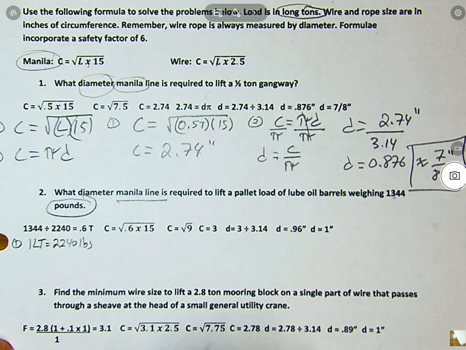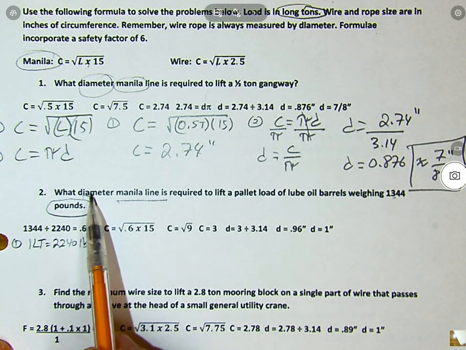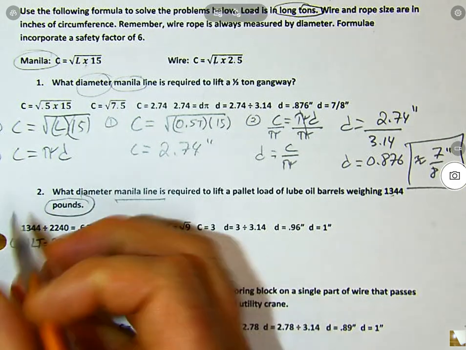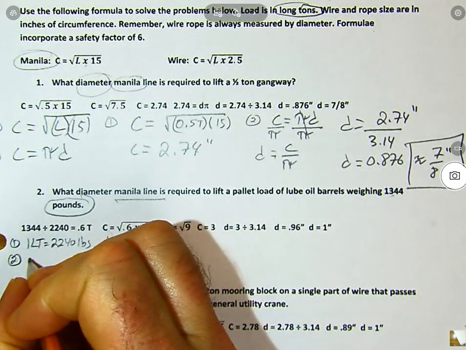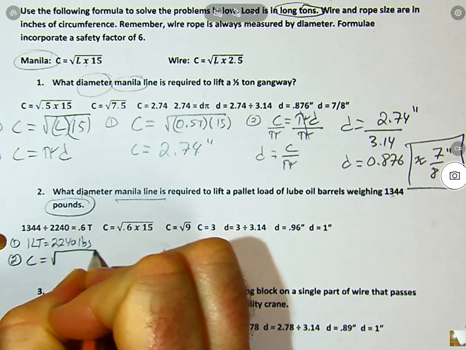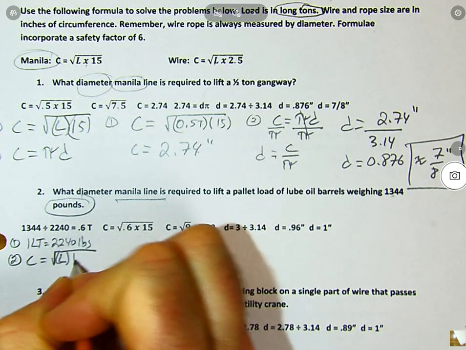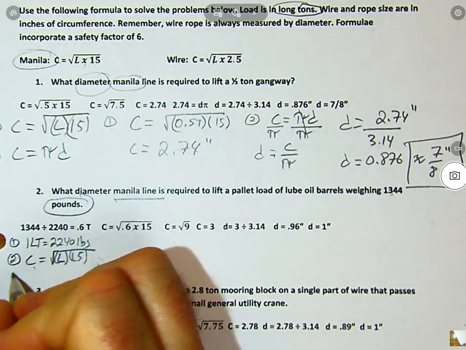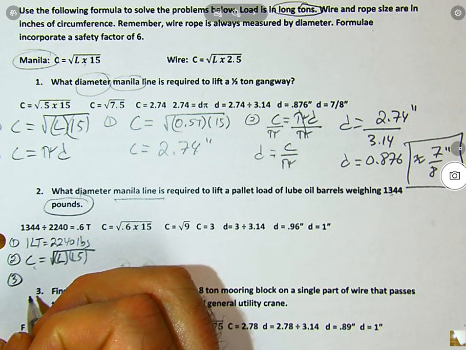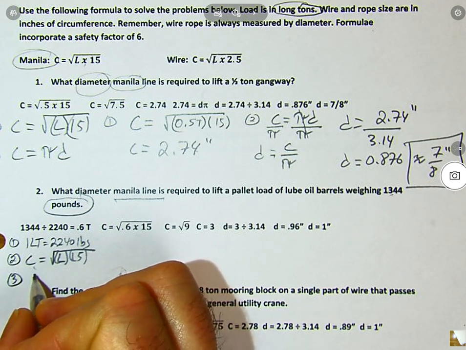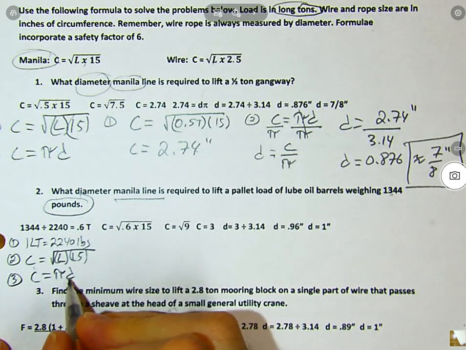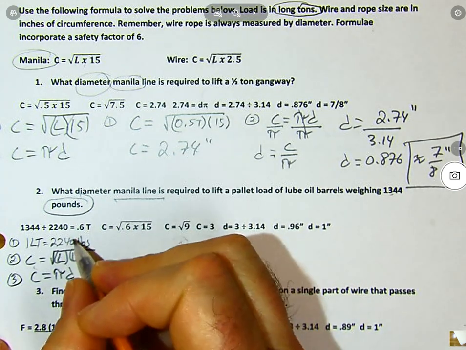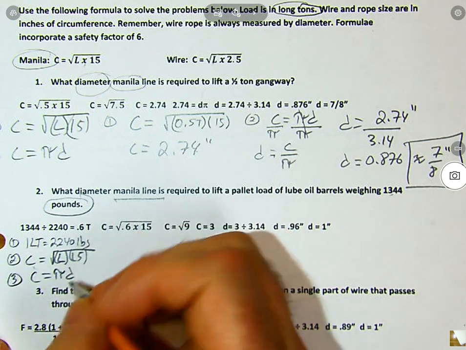After we do that, we're going to have to find the diameter, so we're going to use this same formula again. Circumference is the square root of the load times 15. But that's going to give it to us in circumference, so then we're going to have to solve for d using this formula. So we're going to use these three formulas more or less in this order.